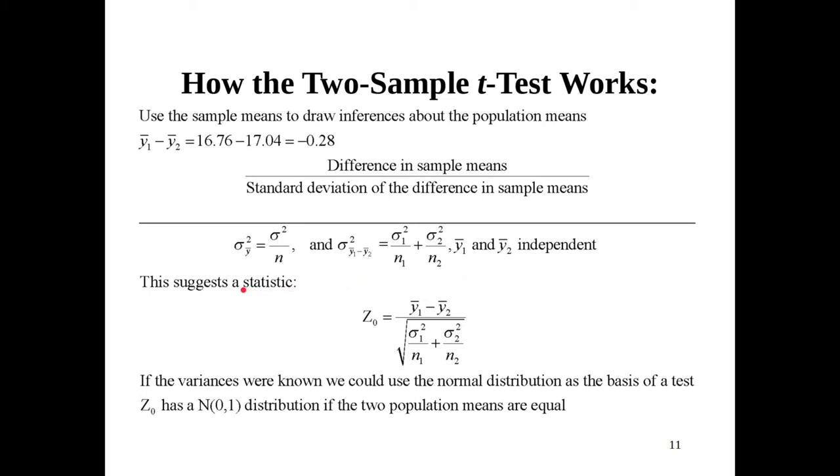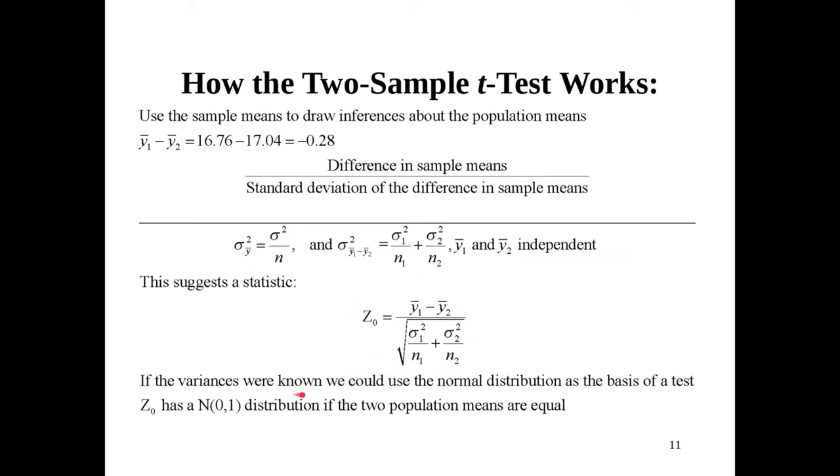So this suggests z statistics. I'm going to talk about t, but bear with me. Right now, this is the z statistics that is shown here. Z statistics represents a standard normal distribution. So z0 is equal to y1 bar minus y2 bar, the difference in sample means, divided by the square root of variance, because we want to divide by standard deviation and we have the variance. So that gives us this z0 value.